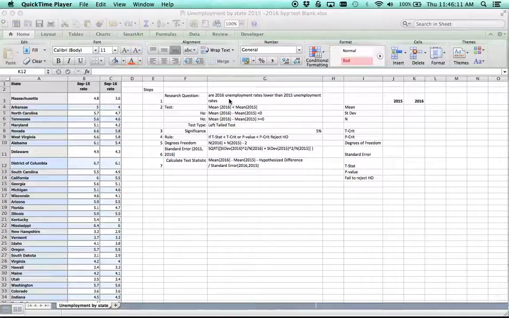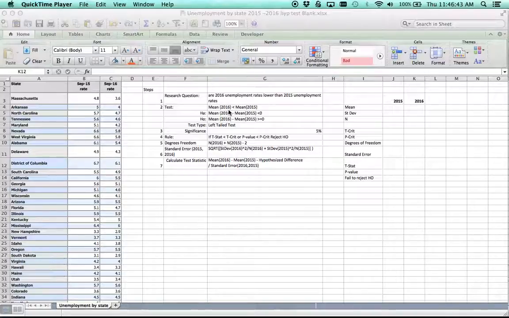Remember, this is a question about whether the population means are lower. We know that the sample means are lower, but we're really asking, is there enough evidence here to conclude that something about the fundamental forces causing unemployment rate levels has changed between 2016 and 2015? We would formalize that test mathematically as a test of whether the 2016 population mean is less than 2015.